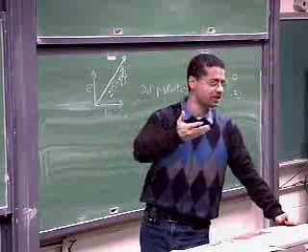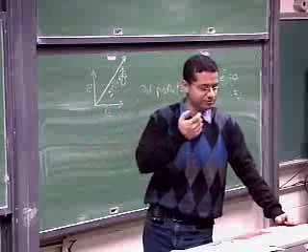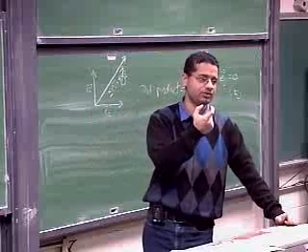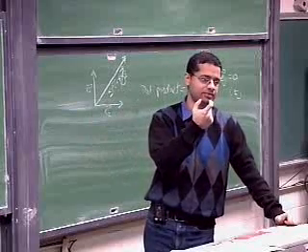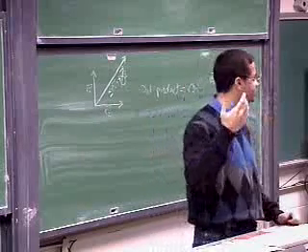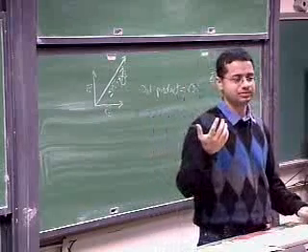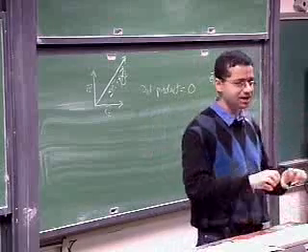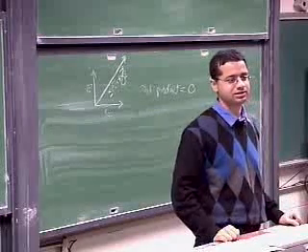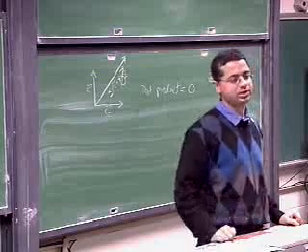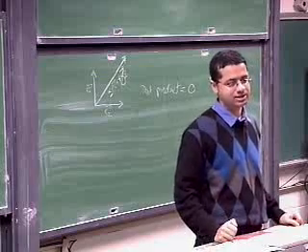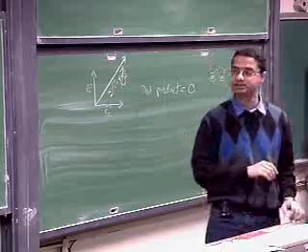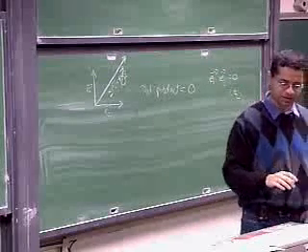So CDMA cellular technology works like this. Every phone has its own vector or its own code. All of the phones are using the same frequency band. But at the receiving cell tower, it can decode our individual transmissions by using the appropriate code. It knows what code the phone has. Let's stop here. We'll carry on from here next time.